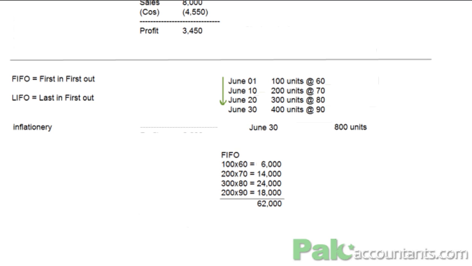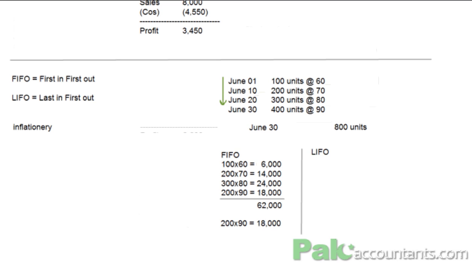Now at the moment I'm not interested in this value. What I'm interested in is I will be left with only 200 units, right? And this 200 units will be valued at 90. And according to FIFO method, the value of closing stock will be 18,000, right? Now let's see, if you were following LIFO method, what would have been the case in that situation?